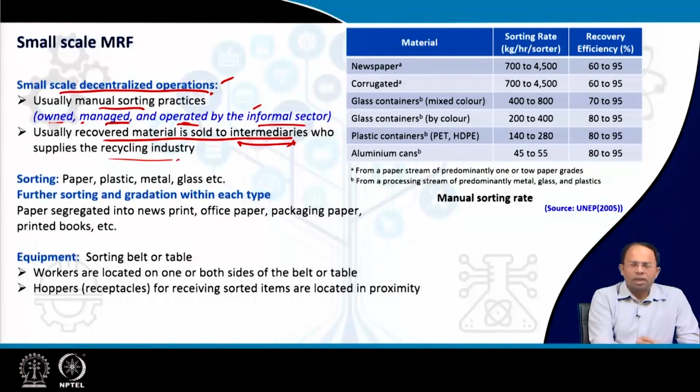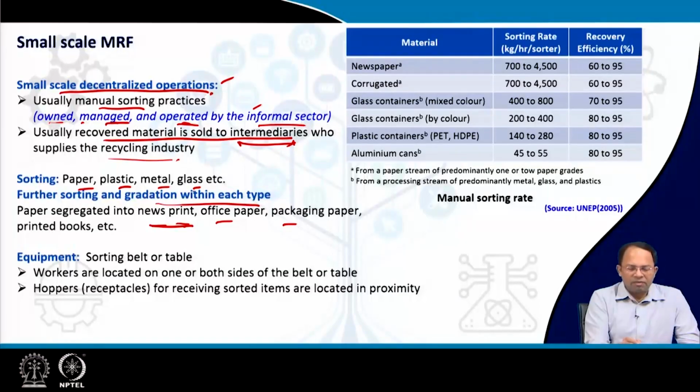The sorting is usually done at this facility for paper, plastic, metal, glass. So these are the things which are recovered from the waste, and further sorting and gradation can also be done within each category based on what my final end product requirements are. That means paper can be segregated further into newsprint, office paper, packaging paper, because if I have an agreement with a newspaper company to send them newsprint, then I will separate newsprint. If I have not, then I will keep all of them together.